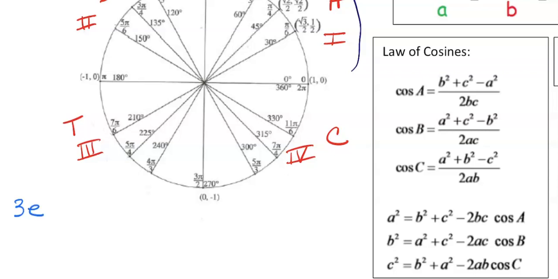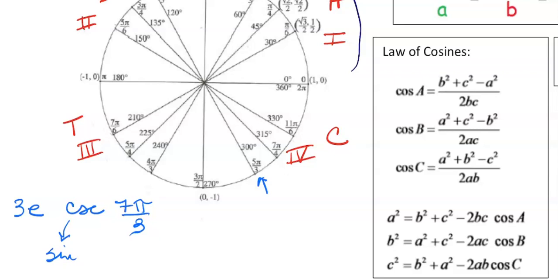And 3E, the problem says cosecant of 7 pi over 3. Okay, so cosecant is the reciprocal of sine. Don't flip the angle over. That would just be silly. So look, is this angle 7 pi over 3 on my unit circle? And it's not, because 5 pi over 3 would be here. Okay, now I'm going to get back on the unit circle by subtracting a full circle.